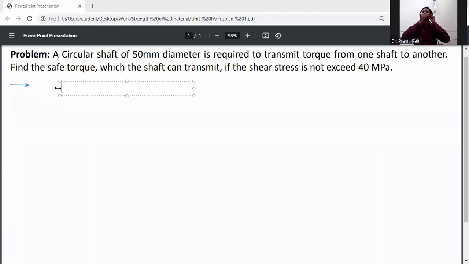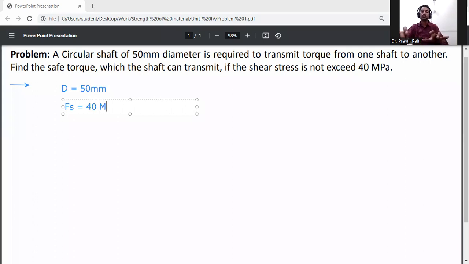The diameter of the shaft is given as 50 mm. It is denoted by capital D. Then the shear stress is given, that is Fs, which does not exceed 40 MPa. 40 MPa is in Newton per mm square.